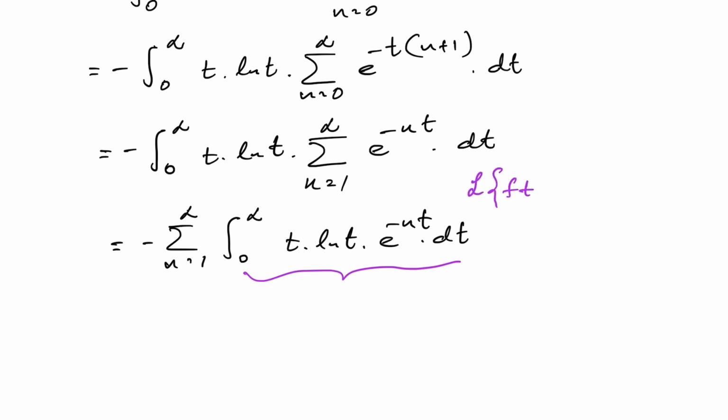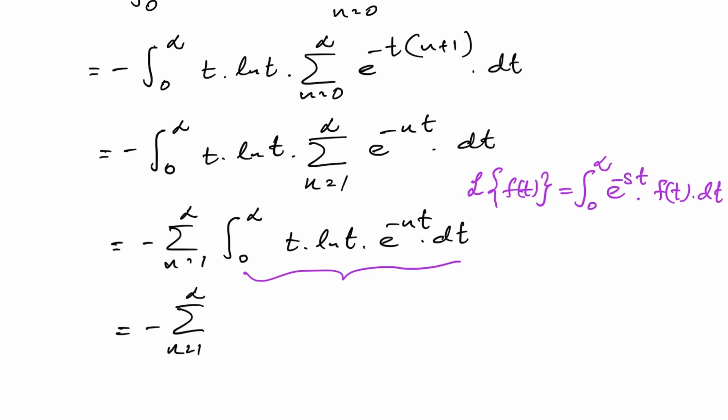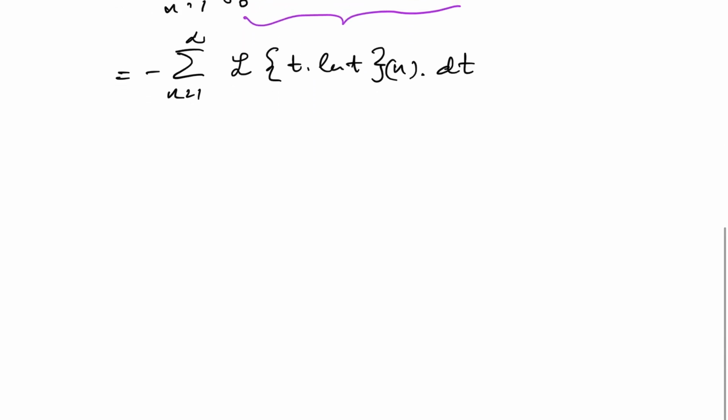Laplace transform of f of t is equal to integral from 0 to infinity e to the minus st times f of t dt. So we can write this is equal to minus sum of n equals 1 to infinity Laplace transform of t times natural log of t, here in dt. Okay, now how to find the Laplace transform of t times natural log of t? Well, don't worry, we evaluated this question, Laplace transform.